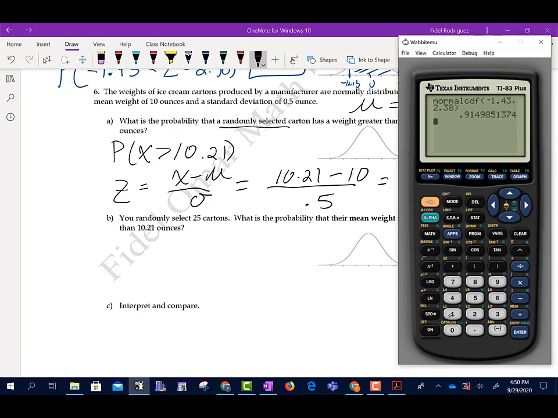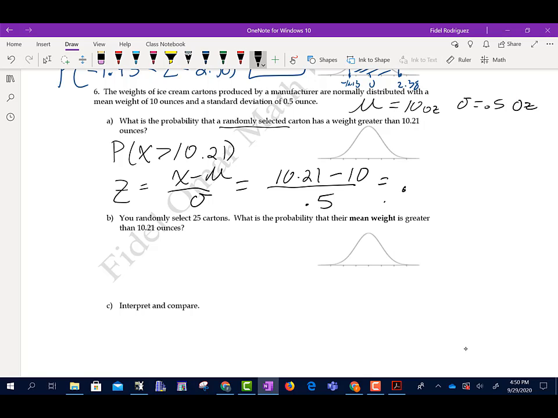So let's take this here, so 10.21 minus 10. Oops, not 5, I put 5. So 0.21 divided by 0.5. There we go, 0.42. Okay, so 0.42.